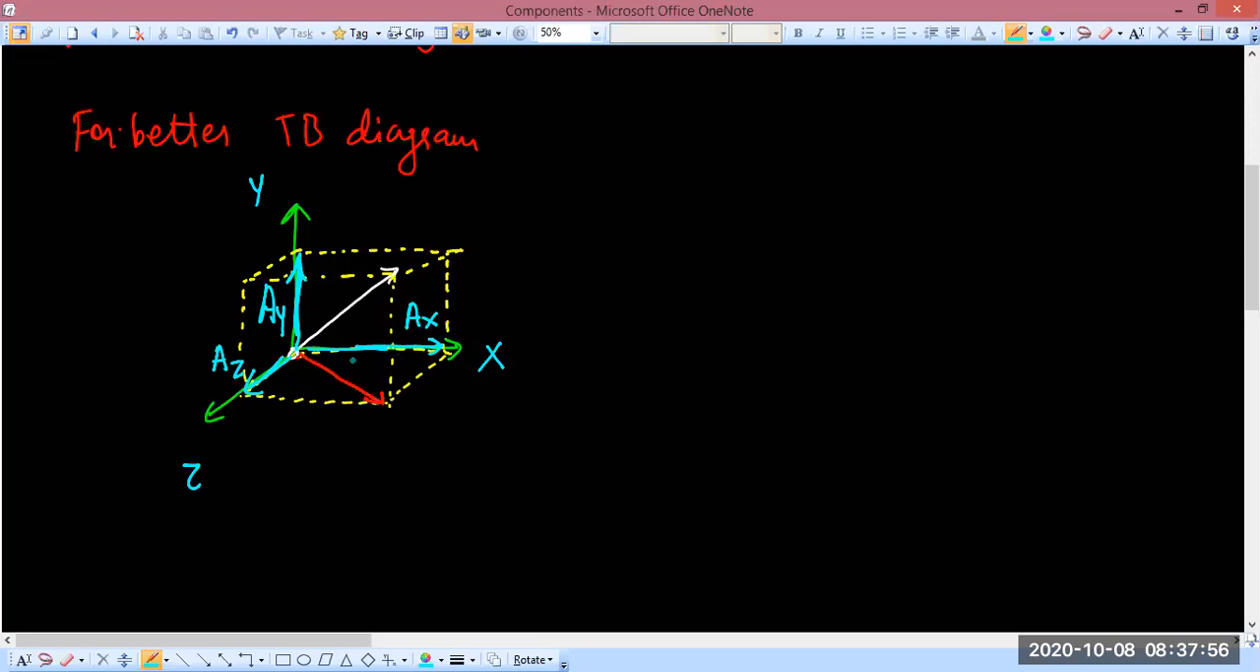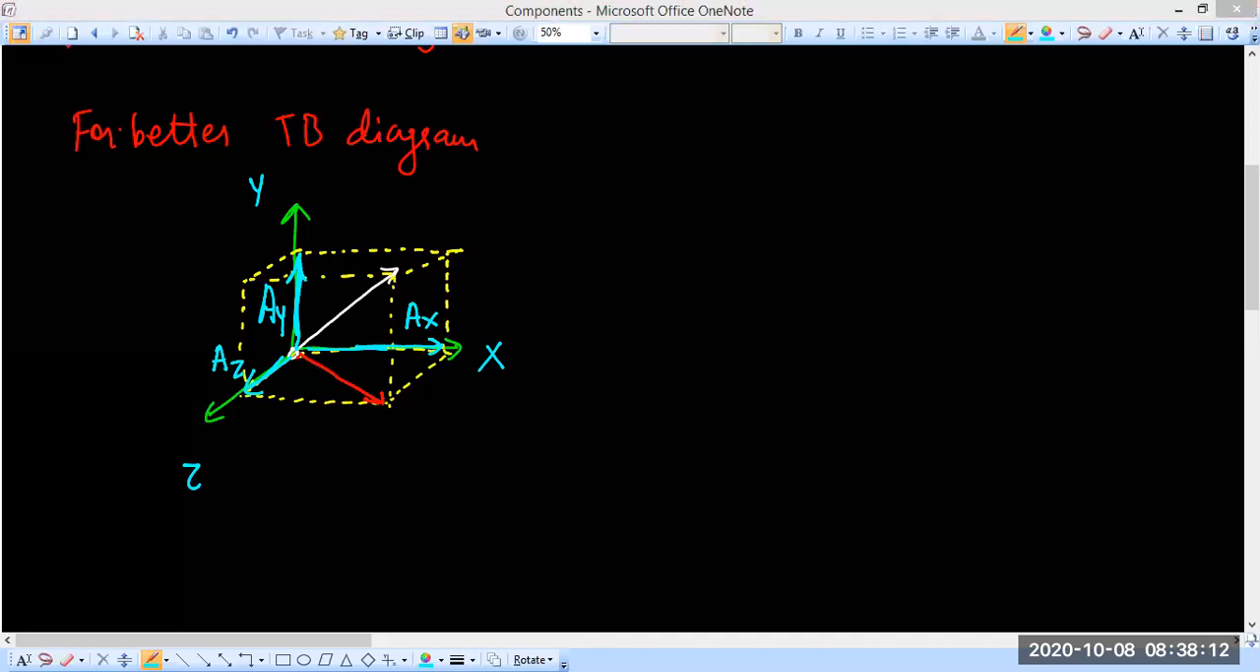Okay. Right? I know some of you have understood. That's why I said that it's better if you look at the textbook diagram. It's actually very nicely drawn. I've tried my best. I promise. My drawing is not very good. Okay. So this white is the vector, A vector, right?